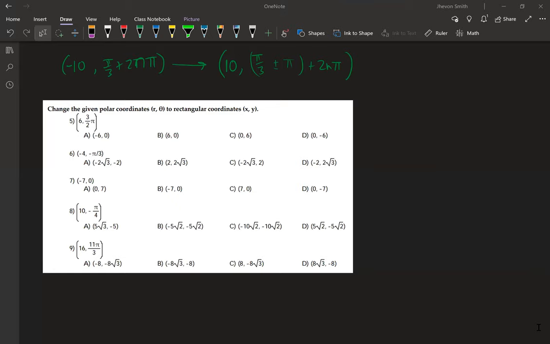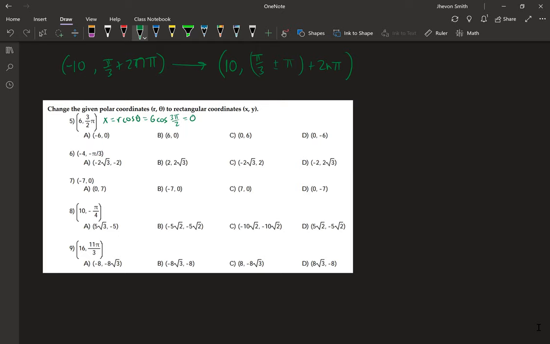Interesting. Most people are gravitating towards D here. Do another 20 seconds here. Okay, let's call it 78% think it's D, 6% says C, 11% says B, 6% says A. So most people thinking it's D. Now, of course, x is equal to r cosine theta. So that's going to be 6 cosine 3 pi over 2, which we know is 0.